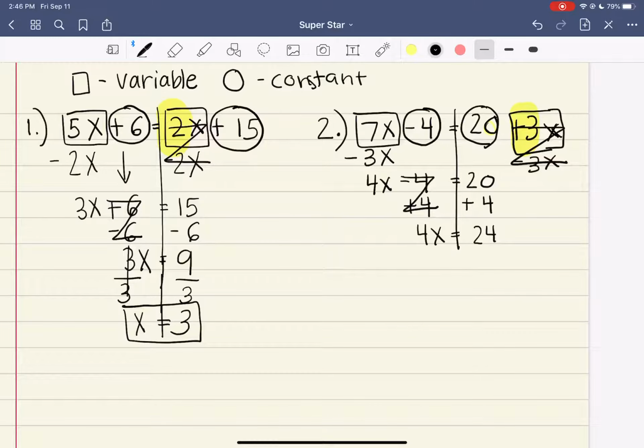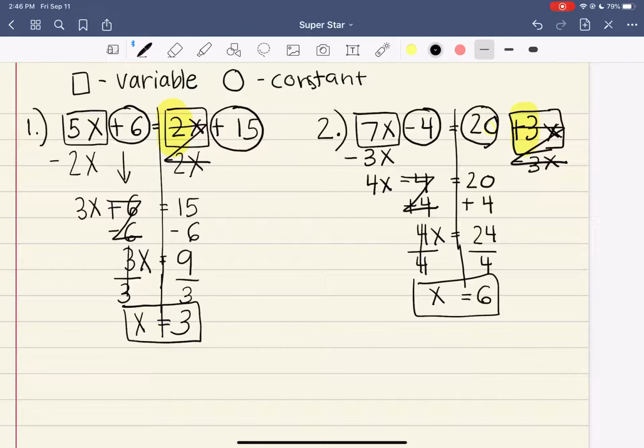And our last step is to divide. Since we have a coefficient other than 1, we're going to divide by our coefficient of 4. So 4 divided by 4 is 1, and we'll be left with x equals 24 divided by 4, which is 6.